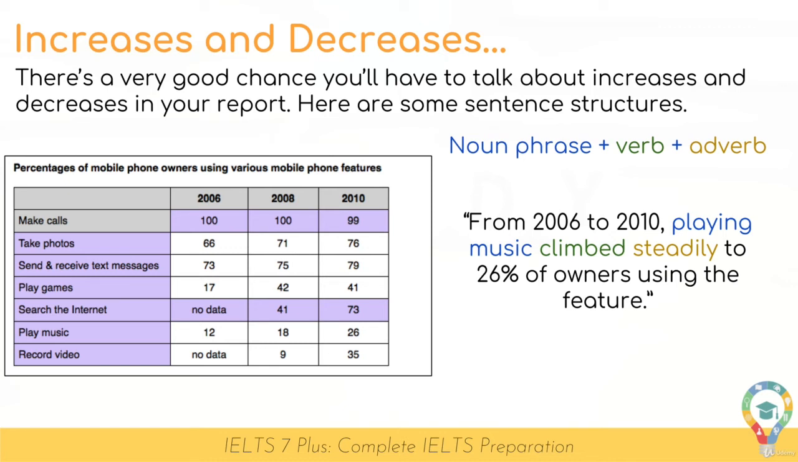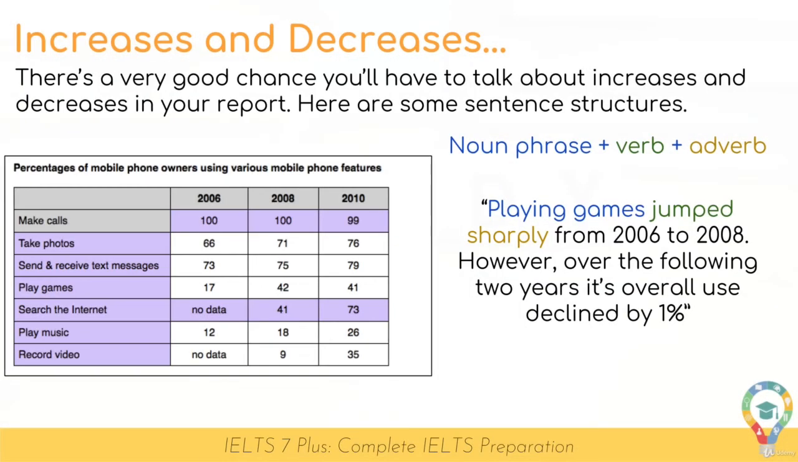Of course, for the verb and adverb, there are many different synonyms that you could use, and you may remember some from our last lesson on vocabulary. Let's see another example with some different synonyms used. Playing games jumped sharply from 2006 to 2008. However, over the following 2 years, its overall use declined by 1%.